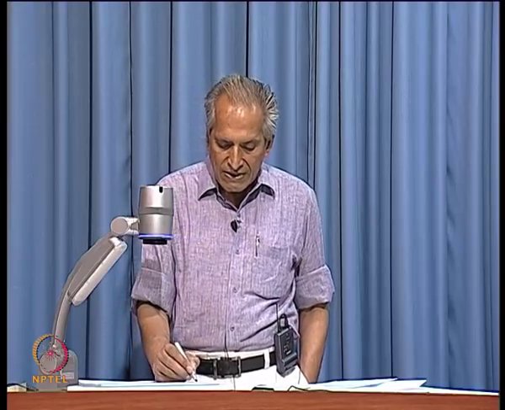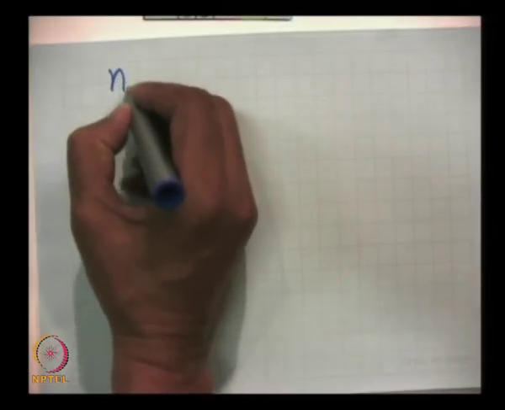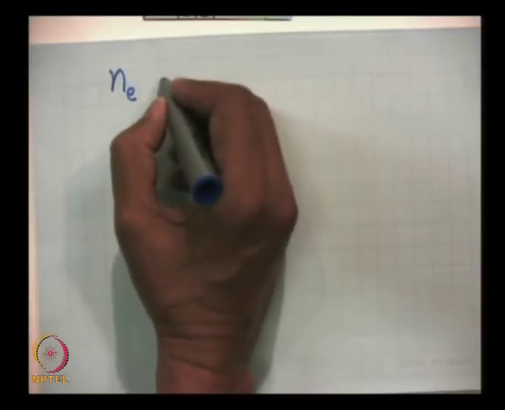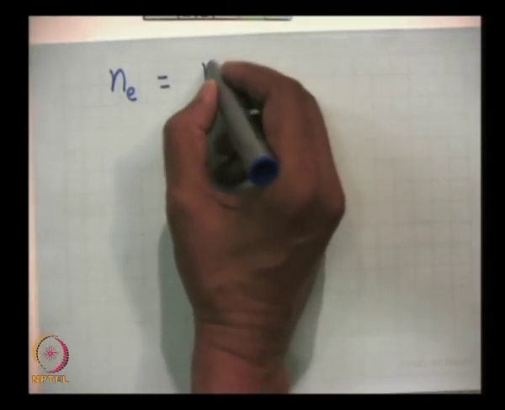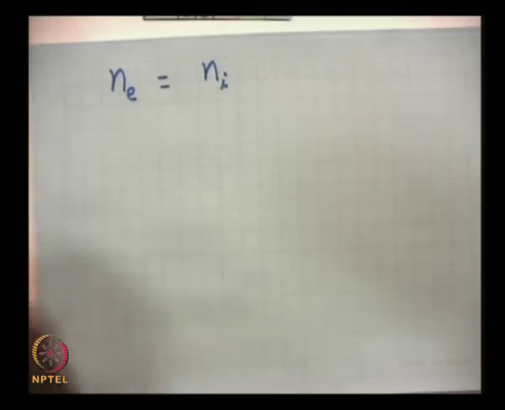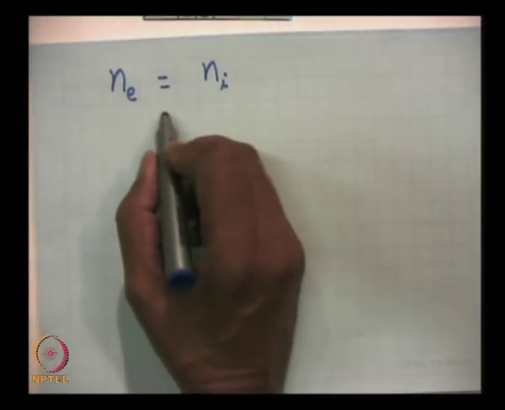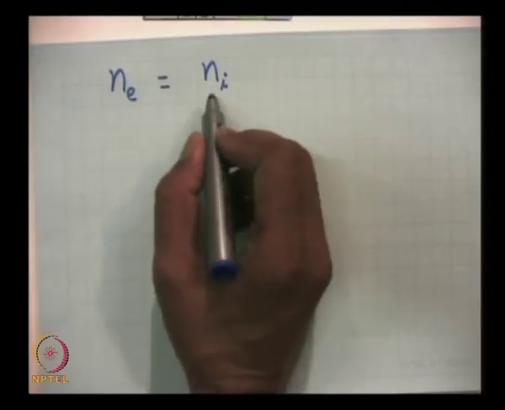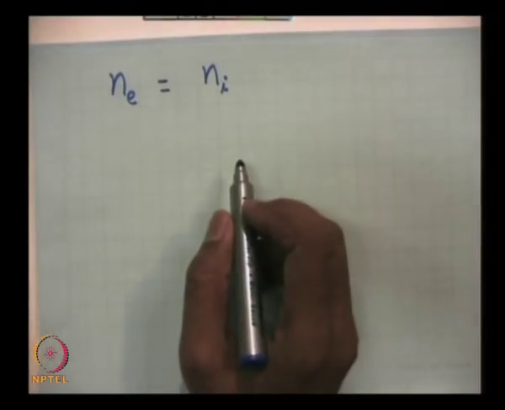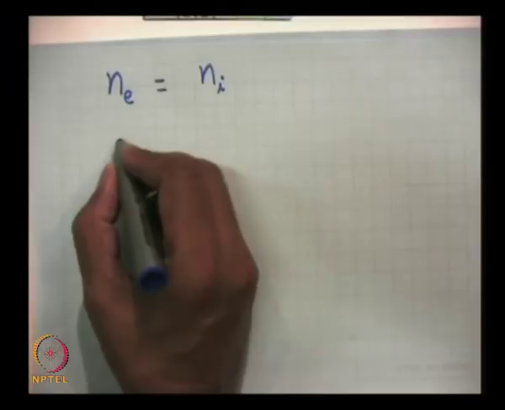So, in order to qualify as a state of matter, an ionized gas must satisfy certain conditions. The first condition is called quasi-neutrality, which means the number of electrons should be equal to the number of ions if the plasma is singly ionized, or if the plasma is multiply ionized, suppose the average number of electrons released by an atom is Zi.